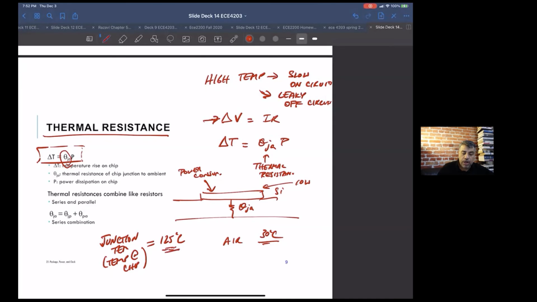So 125, and typically for commercial parts, ambient can go as high as 55 degrees C. So you can have a delta T of 70 degrees. That'll tell you what kind of package you can have, or what kind of power consumption you can have before you run into trouble.